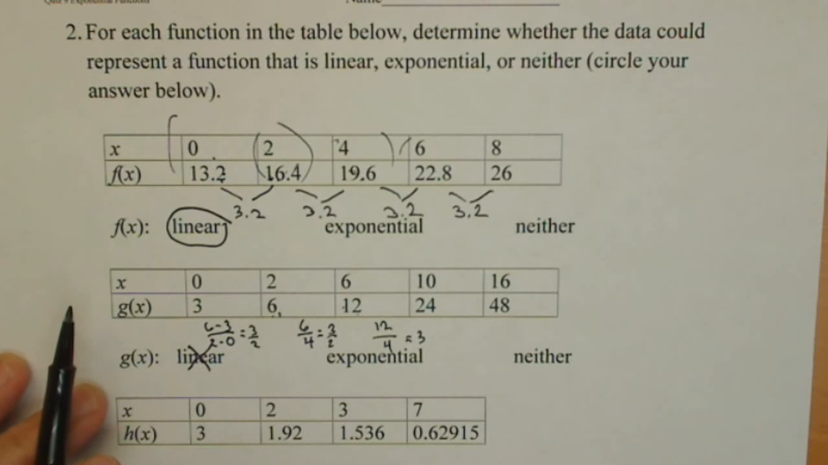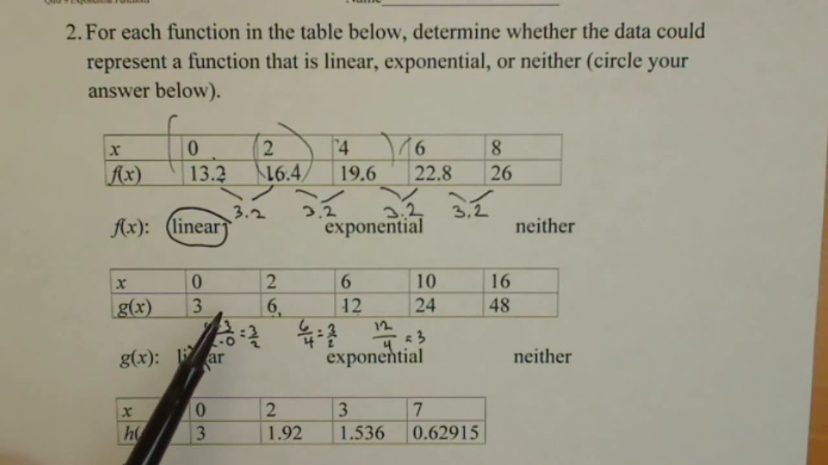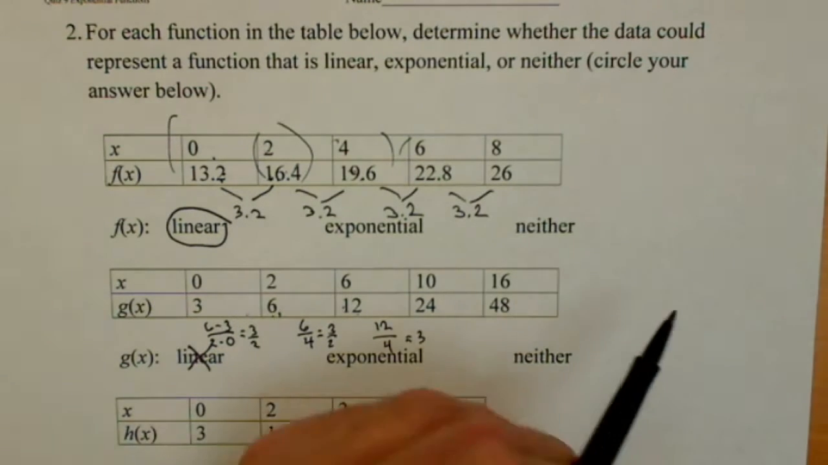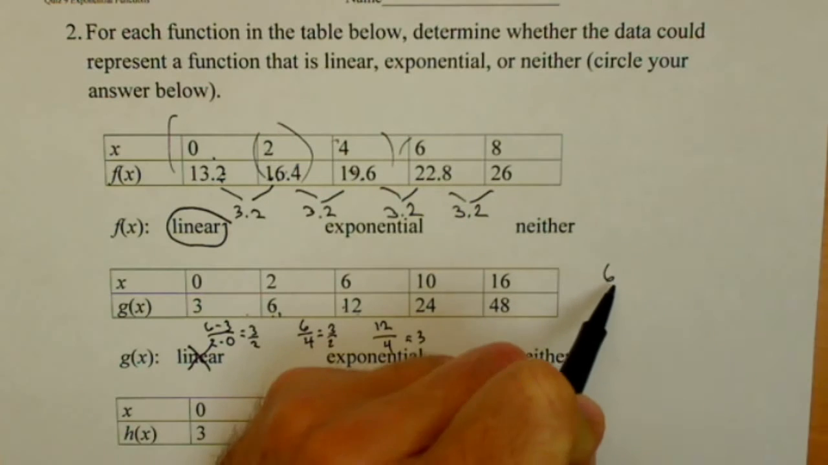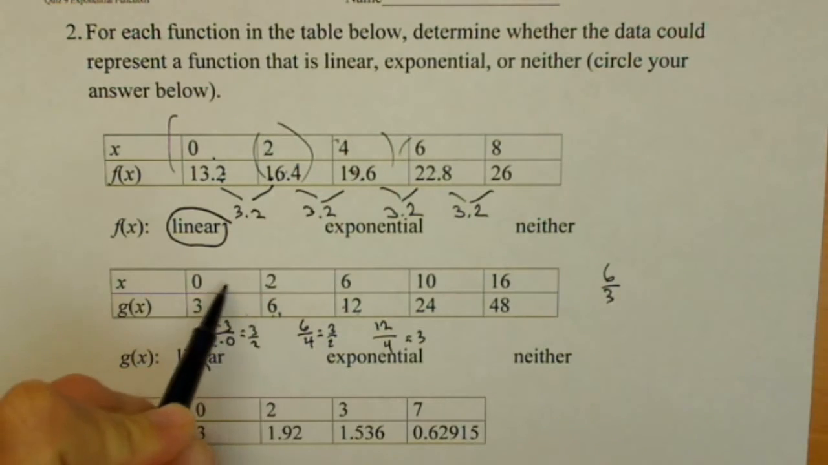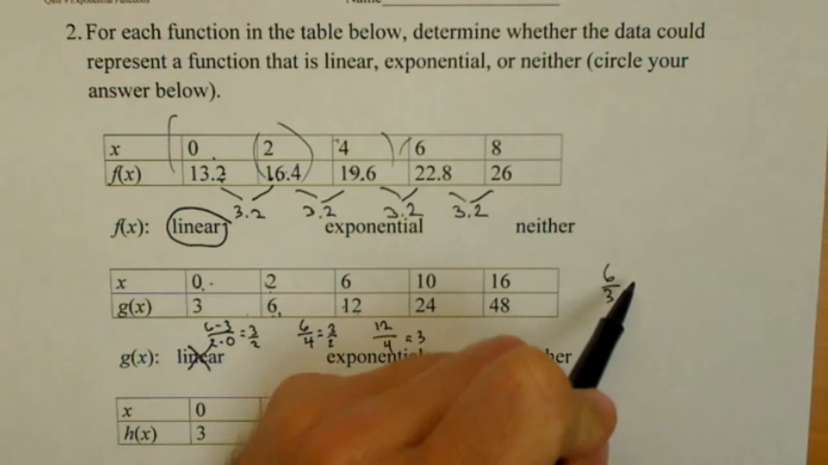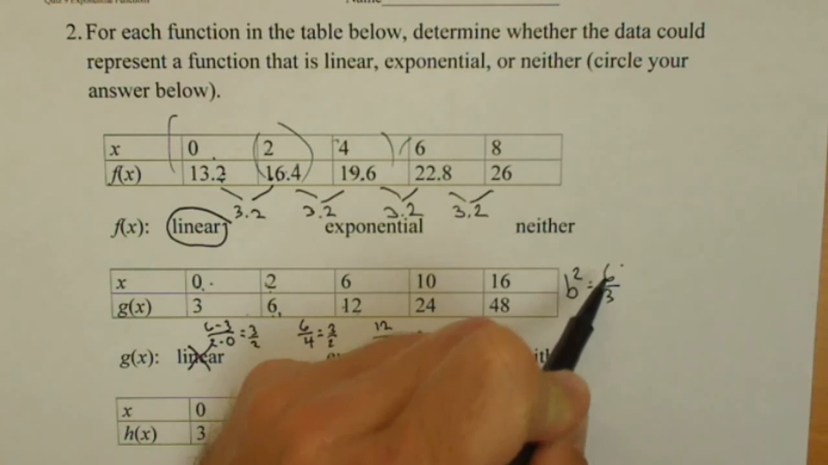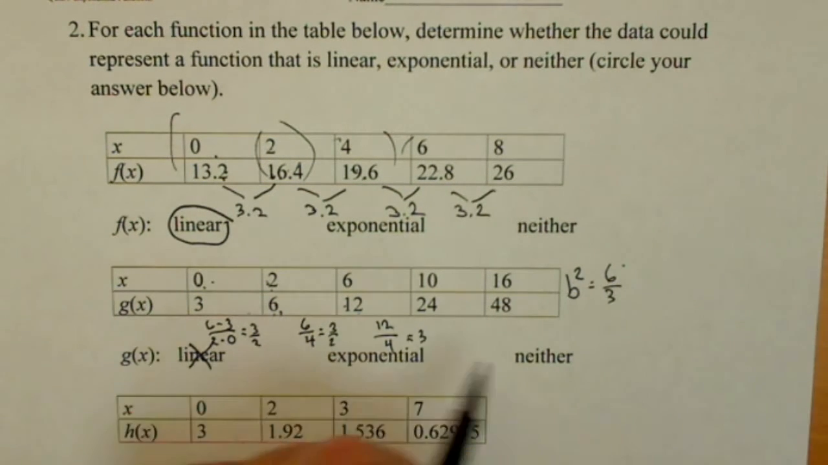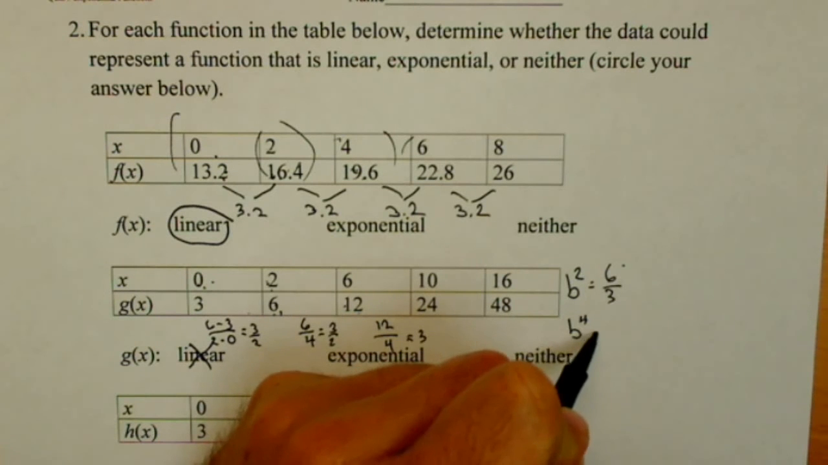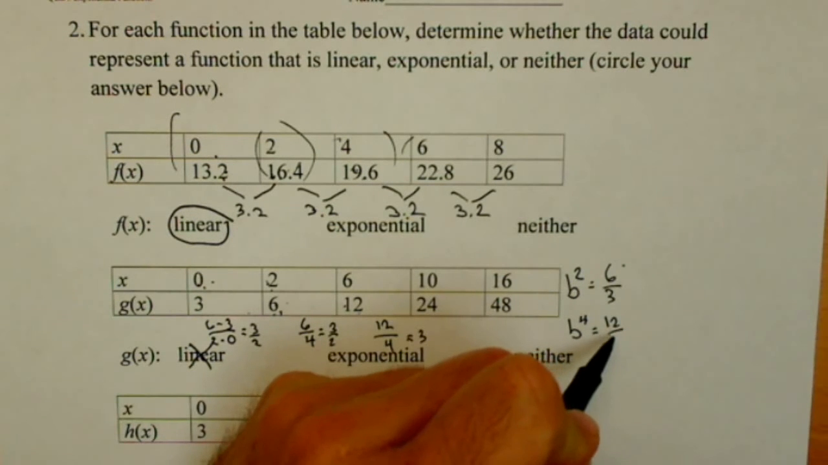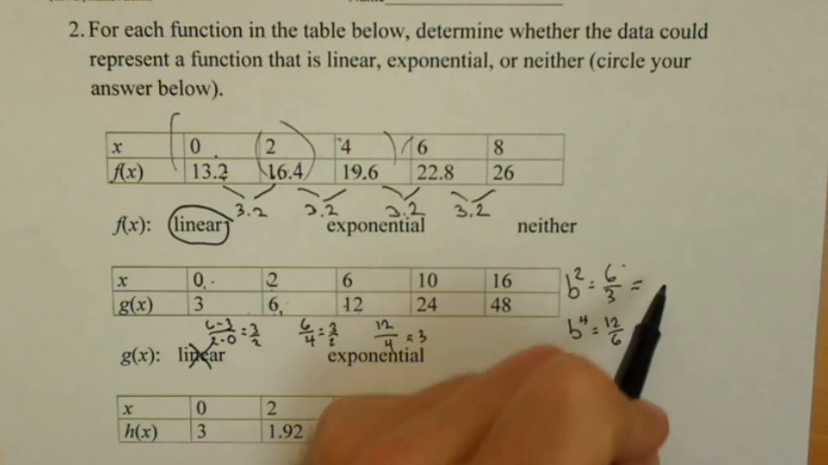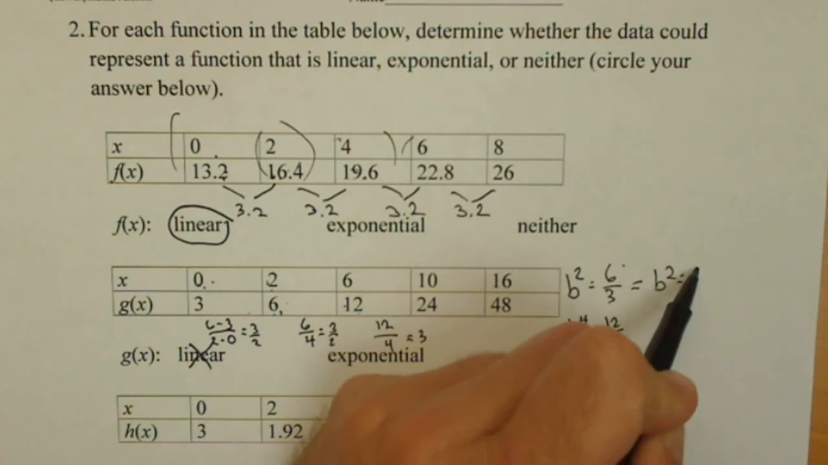So the next thing we need to check is exponential. And what we would do to check exponential is we have to check successive outputs. So for instance, we would do 6 over 3, but we also have to take into account the distance in the inputs, because this would be like saying our base squared is 6 over 3. This would be like saying our base to the fourth is 12 over 6. And we may have enough information here because right here b squared ends up being 2.